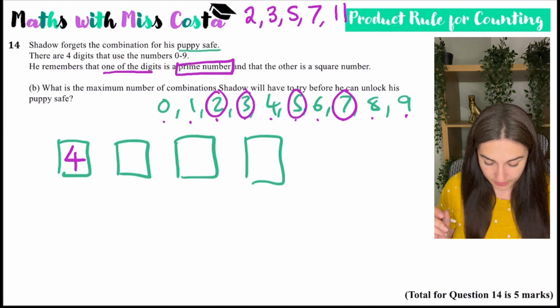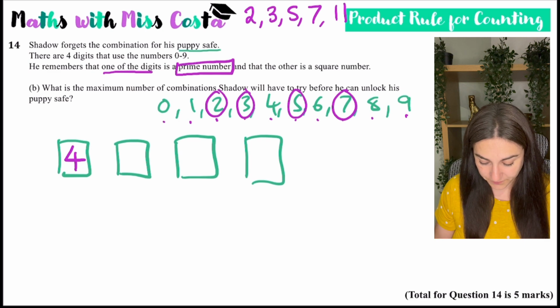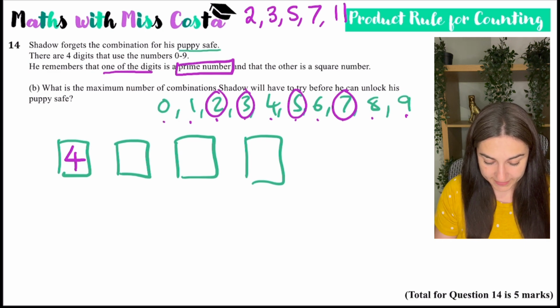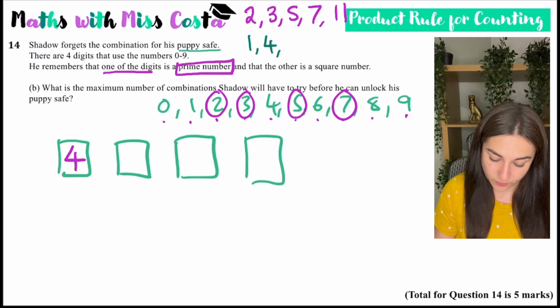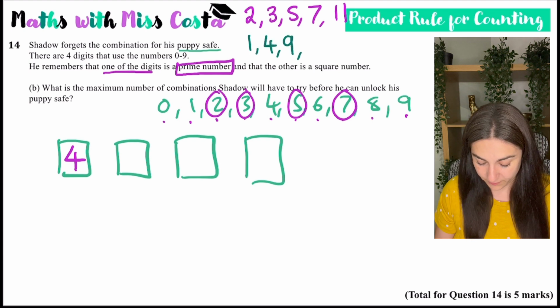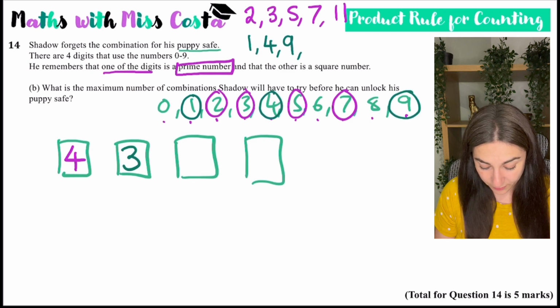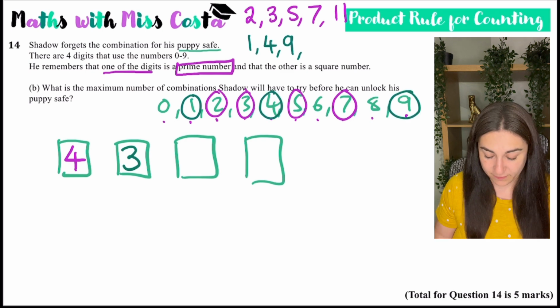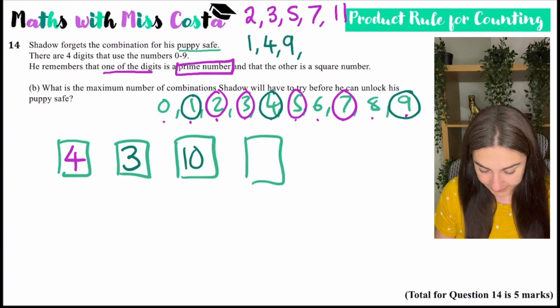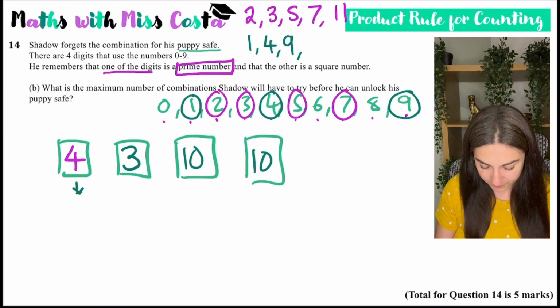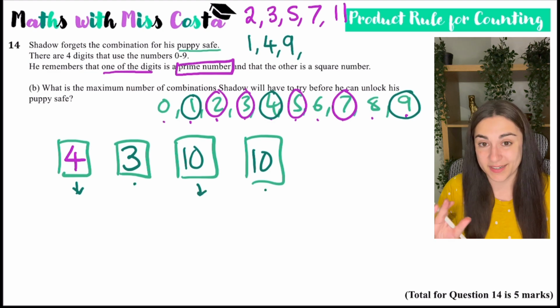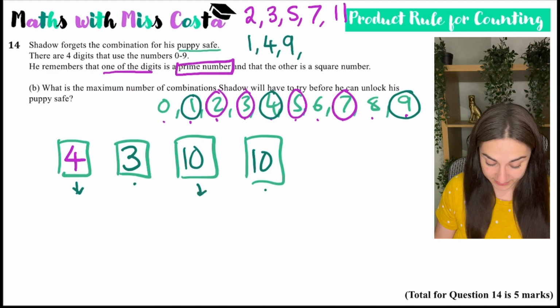And that the other is a square number. So what are the square numbers? 1 times 1 is 1, 2 times 2 is 4, 3 times 3 is 9, and so forth. So that would be 1, 4, and 9. That's 3 options. And for the others, I'm going to have 10 options, because it could be any of those numbers. And obviously this number could be here, this number could be there, but it doesn't matter because it's just the amount of combinations I'm looking at.